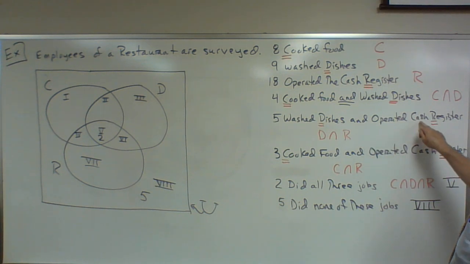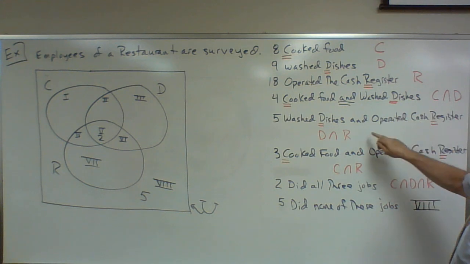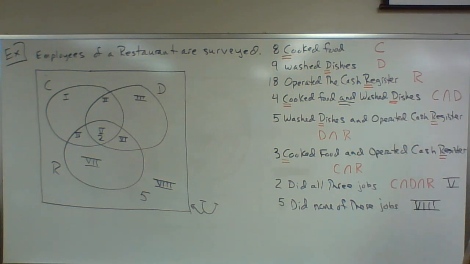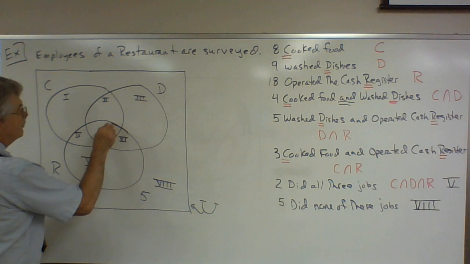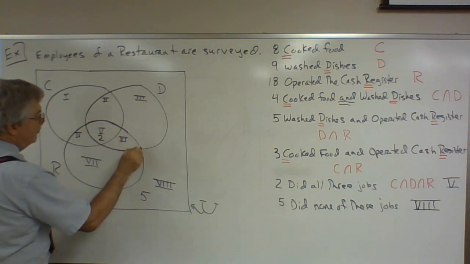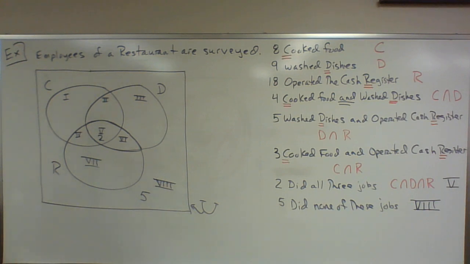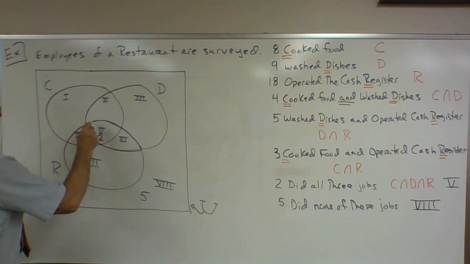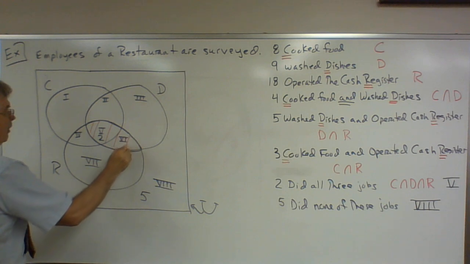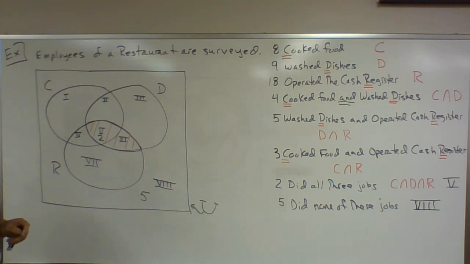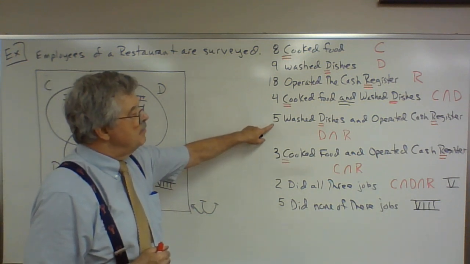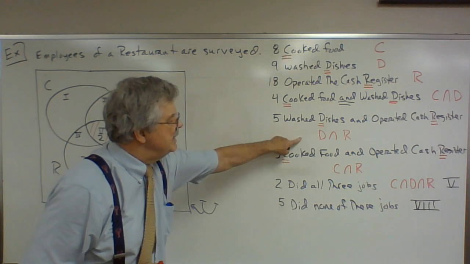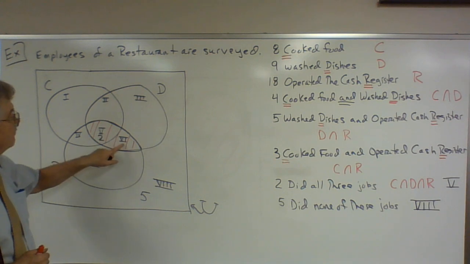Washed dishes and operated the cash register. That's D intersect R. And what is this? Let me just shade it. D and R. Five washed dishes and operated the cash register, D and R. That's regions 5 and 6.